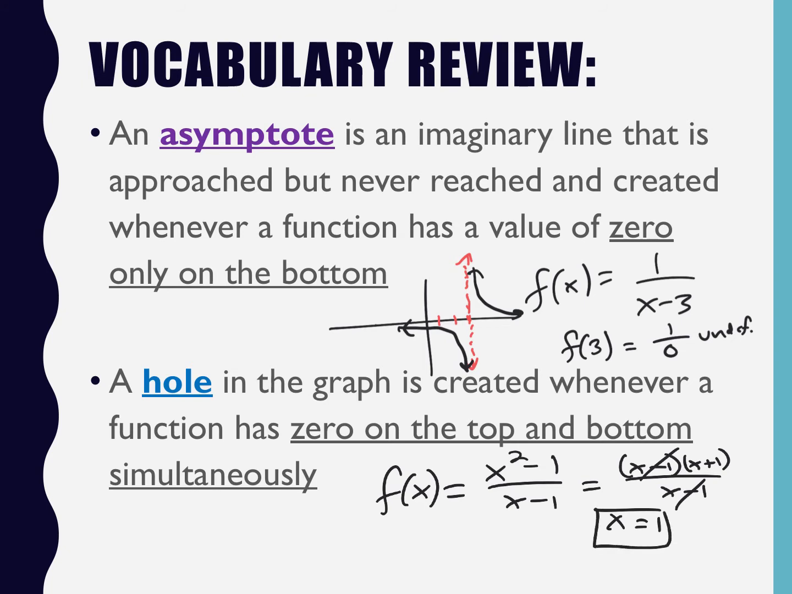So if you were to graph this, essentially it looks like this simplified function, x plus 1, which is a linear function, y-intercept 1, slope of 1. But right at x equals 1, there's going to be a hole in the graph, so we locate it as an open circle there.